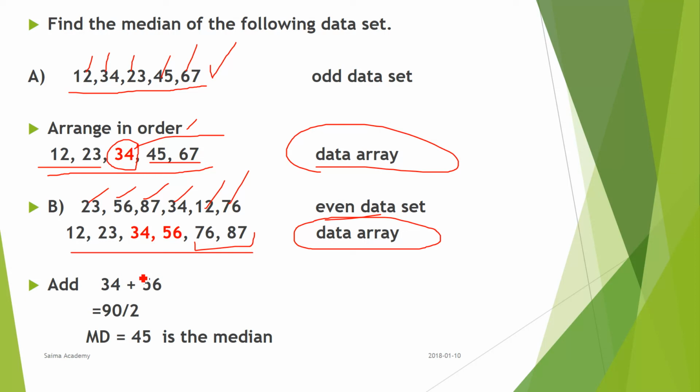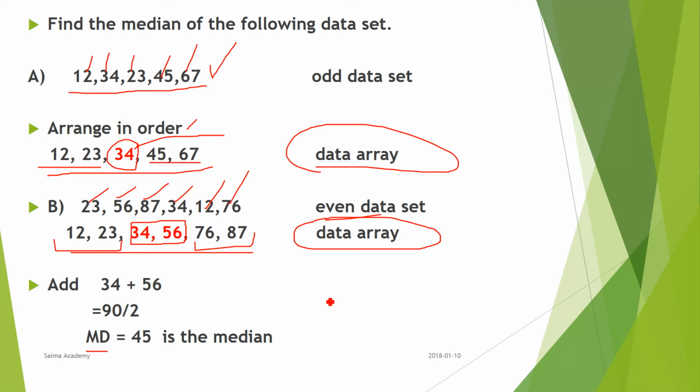See, 2 are here and 2 are here. So these two numbers, since this is an even set, will come in the middle. You have to add these numbers: 34 plus 56, which is 90, divided by 2. Why divided by 2? Because these are two numbers. So MD, as I told you, is the symbol, and MD is equal to 45. That is the median.